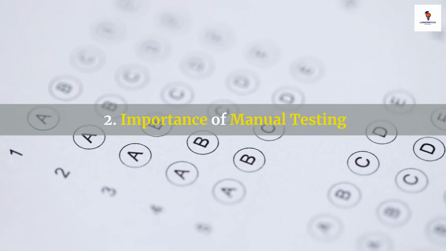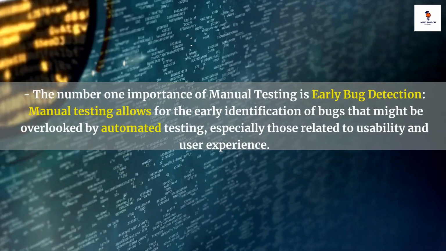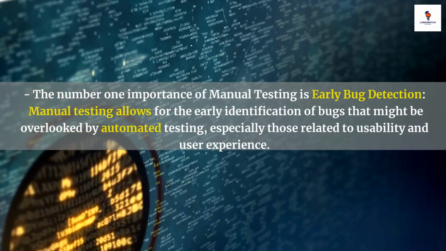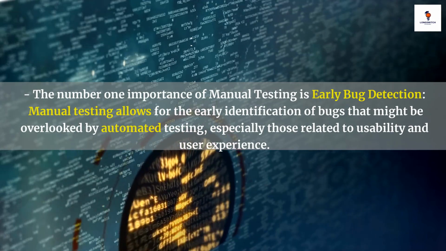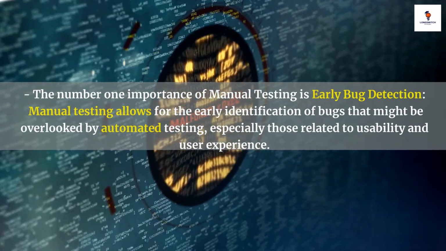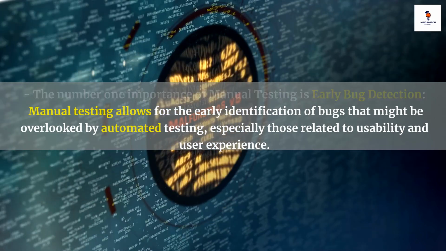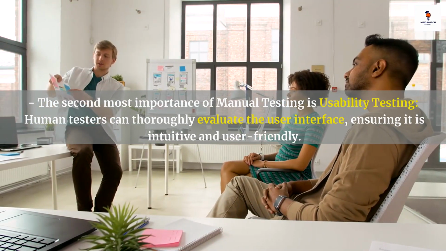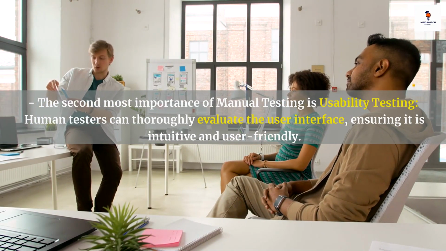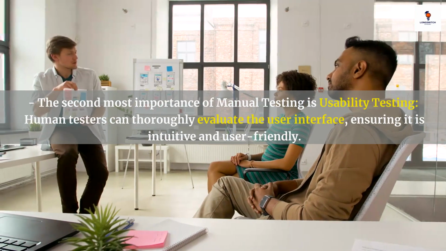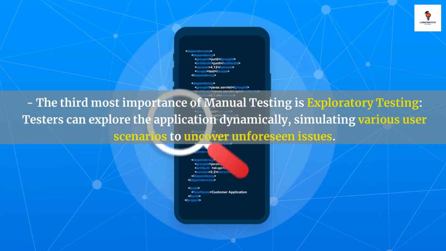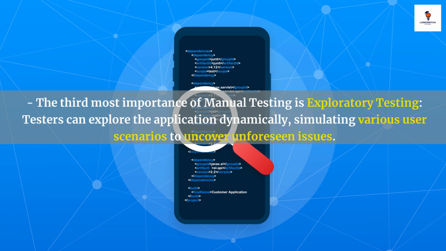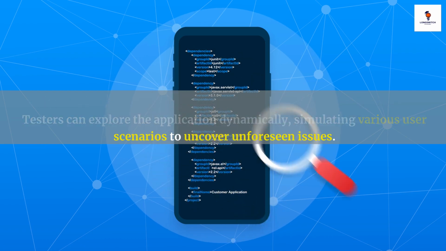2. Importance of manual testing. The number one importance of manual testing is early bug detection. Manual testing allows for the early identification of bugs that might be overlooked by automated testing, especially those related to usability and user experience. The second most important aspect of manual testing is usability testing. Human testers can thoroughly evaluate the user interface, ensuring it is intuitive and user-friendly. The third most important aspect of manual testing is exploratory testing. Testers can explore the application dynamically, simulating various user scenarios to uncover unforeseen issues.